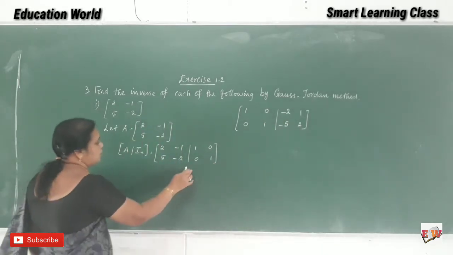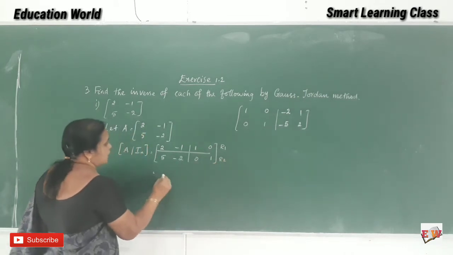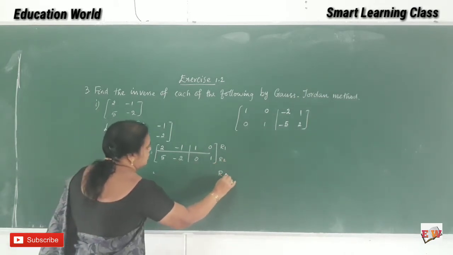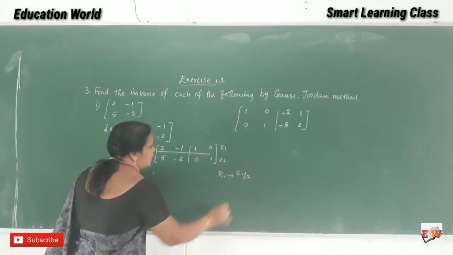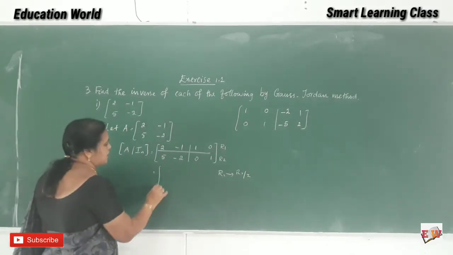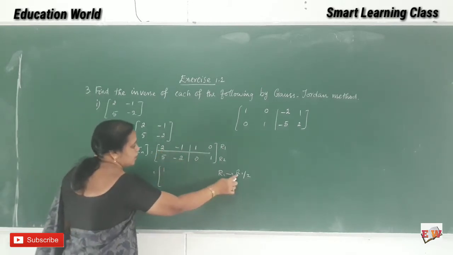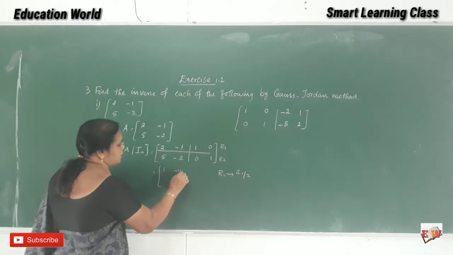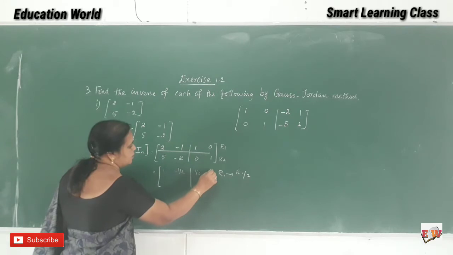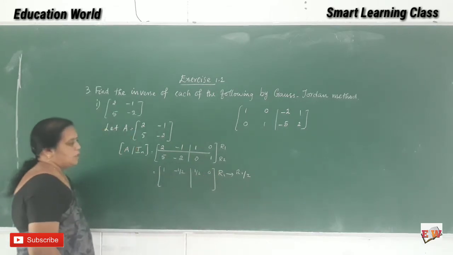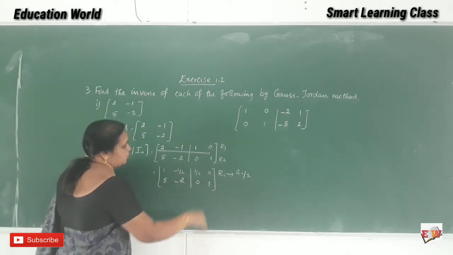So first, this is R1 and this is R2. First I am going to divide R1 by 2. Doing this, 2 by 2 gives 1, and minus 1 by 2. In this row also we have to do the same operation. So as it is, I am writing the second row.